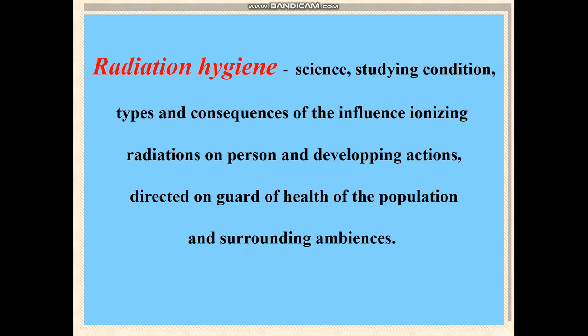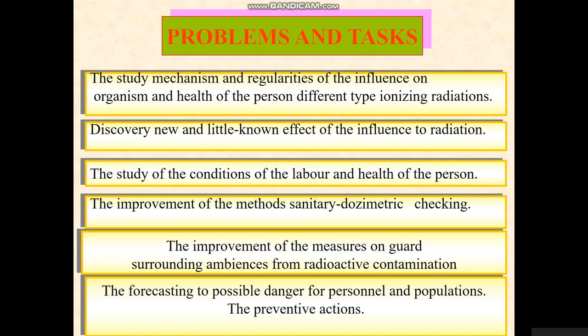When the radiation interacts with other atoms, it harms the atoms, altering their chemical properties, hence ionizing radiation. The term ionizing radiation covers either high-frequency electromagnetic waves, such as gamma radiation and roentgen X-rays, or particles such as alpha and beta particles. Main problem and task of radiation hygiene.